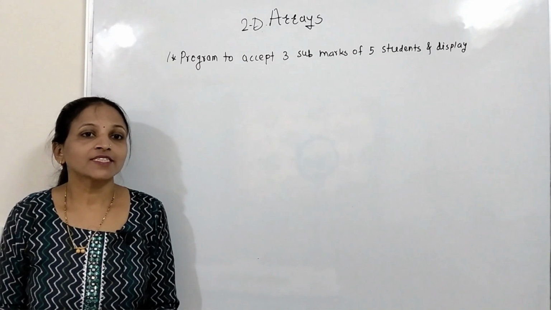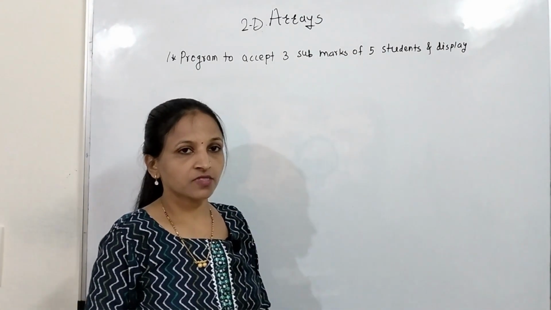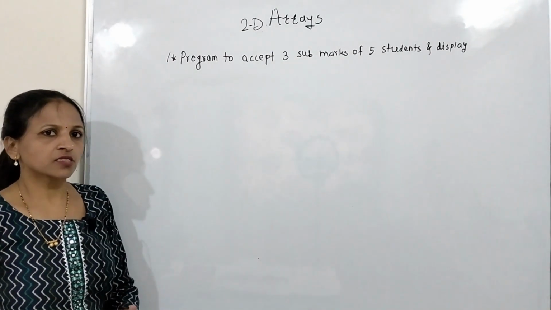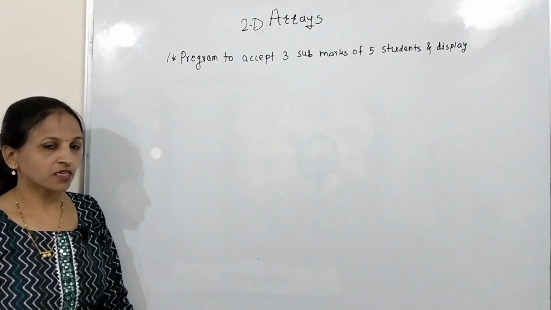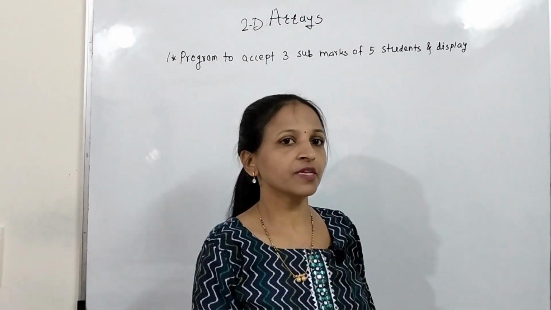See here, the question is like this. We have to accept 3 subject marks of 5 different students, and we have to display it. This is the question only. Then how to solve it? Here we can use 3 into 5, that is 15 individual variables we can create.